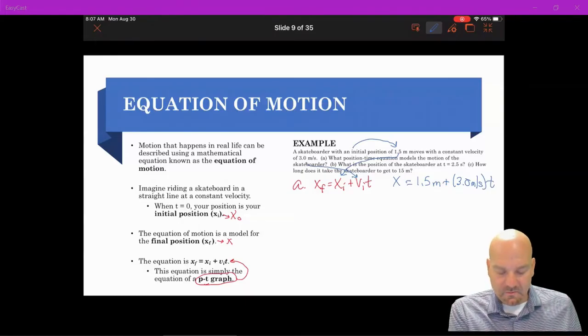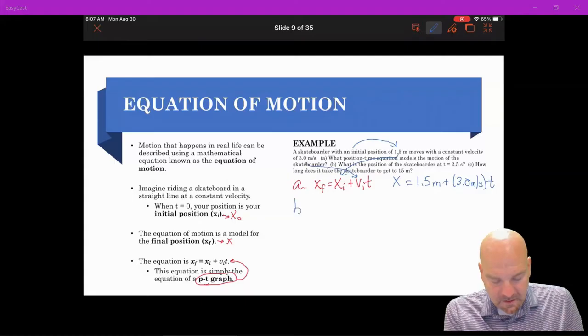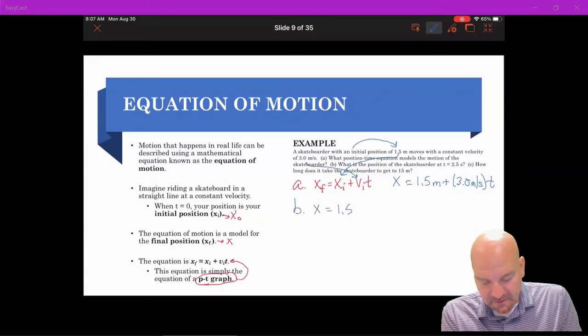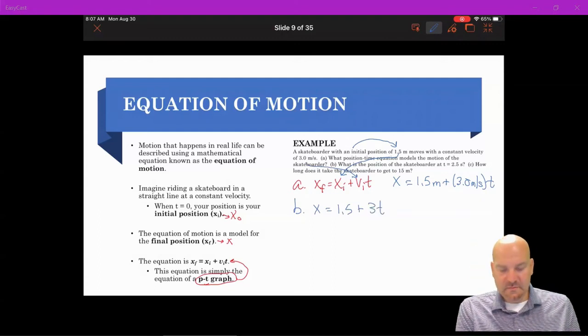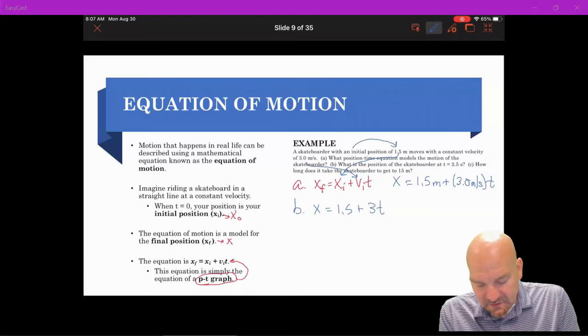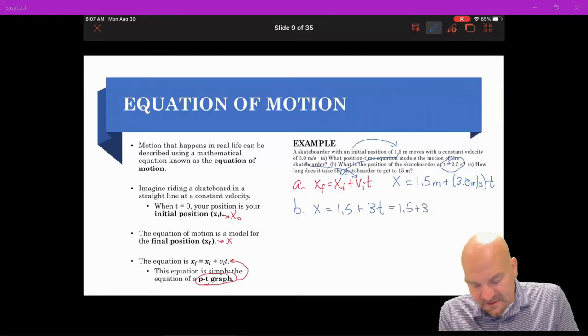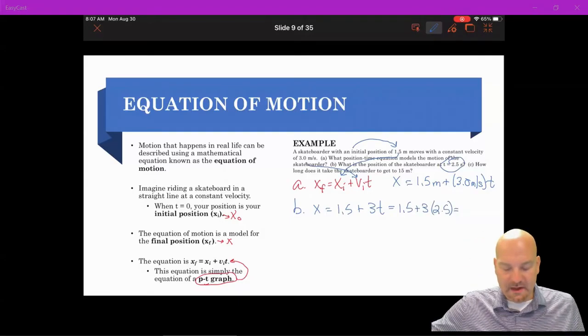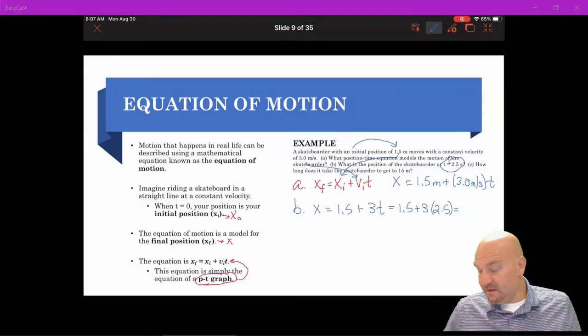Now for part B, it's very simple. What is the position of the skateboarder at 2.5 seconds? For part B, we have our equation that models our motion. Now I'm going to drop the units just to make it less confusing. They tell me I'm looking for it at 2.5 seconds, so all I'm going to do is plug in 2.5 for my t. Now that becomes my answer, so it's going to be on my calculator.